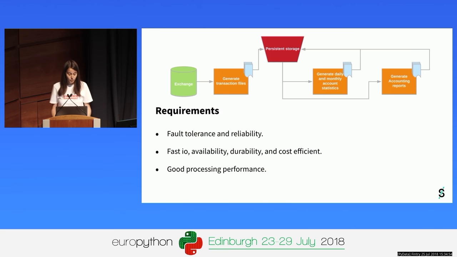We also need good processing performance. It shouldn't take more than a couple of hours to generate the accounting reports. And finally, we need the pipeline to be scalable. The number of transactions at Smarkets continues to grow, and we don't want to have to redesign the whole pipeline anytime soon. In the rest of the presentation, I'm going to describe the design decisions that we made to meet these requirements, and also the technologies that we chose.